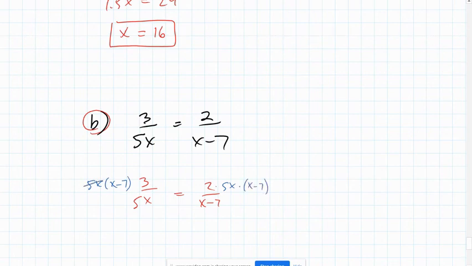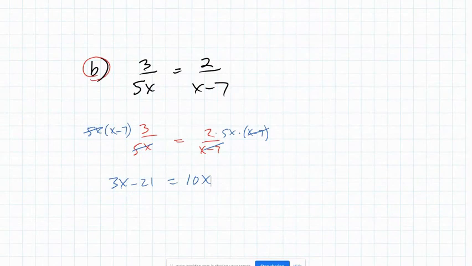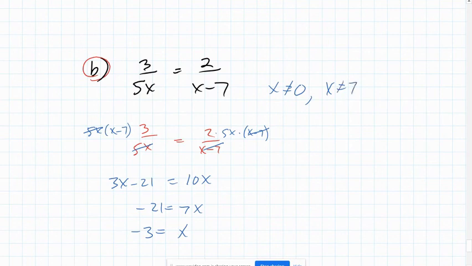And so here the 5x's cancel. I get 3x minus 21. And on this side, the x minus 7's cancel. I get 10x. So then I have 7x equals negative 21 and x equals negative 3. And looking at the original problem, our excluded values would be that x cannot be 0 and x cannot be 7. So this is our only solution.